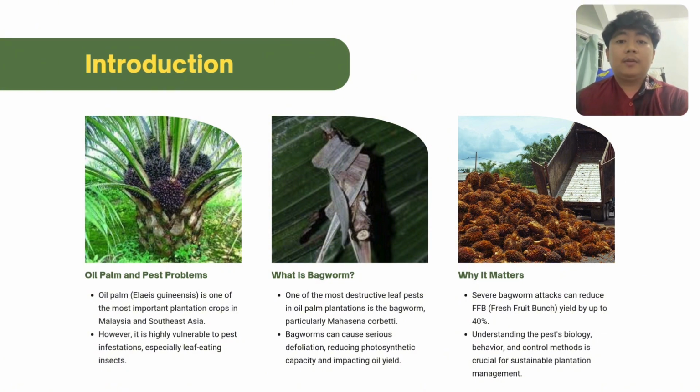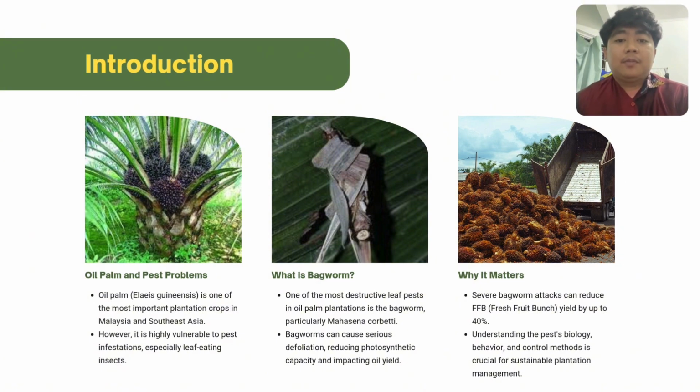Firstly, oil palm or Elaeis guineensis is one of the most important crops in this region, but it's also highly vulnerable to pests, especially those that eat leaf. One of the most damaging pests is the bagworm. These pests feed on the leaf and their attack can cause serious defoliation, which reduces the palm oil's ability to do photosynthesis. That's why this topic is important.